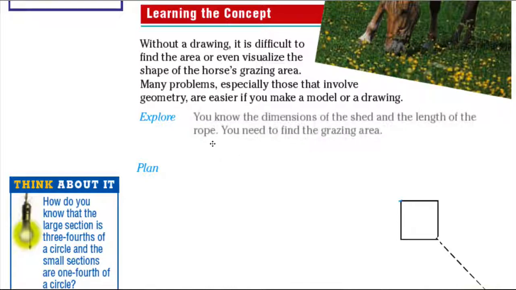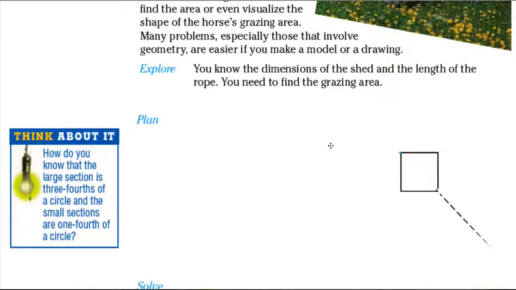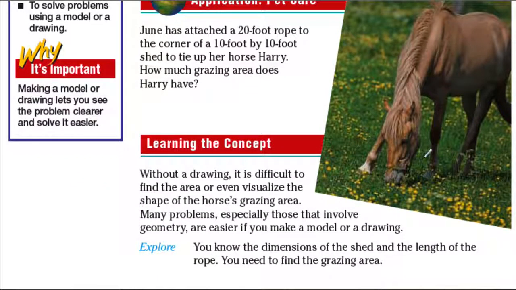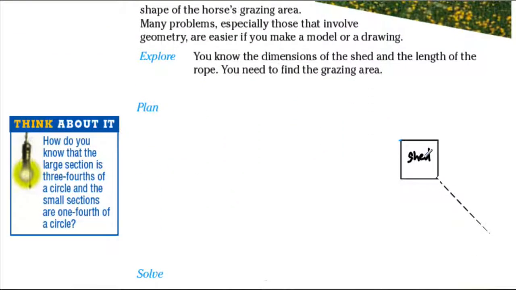What do we know? We know the dimensions of the shed and the length of the rope, and we need to find the grazing area. So let's say this is June's shed right here. Okay, so this is the shed. And she said that she has attached a 20-foot rope to the corner of a 10-foot shed. So this is our 20-foot rope. So that's the corner. She attached a rope 20 feet long.